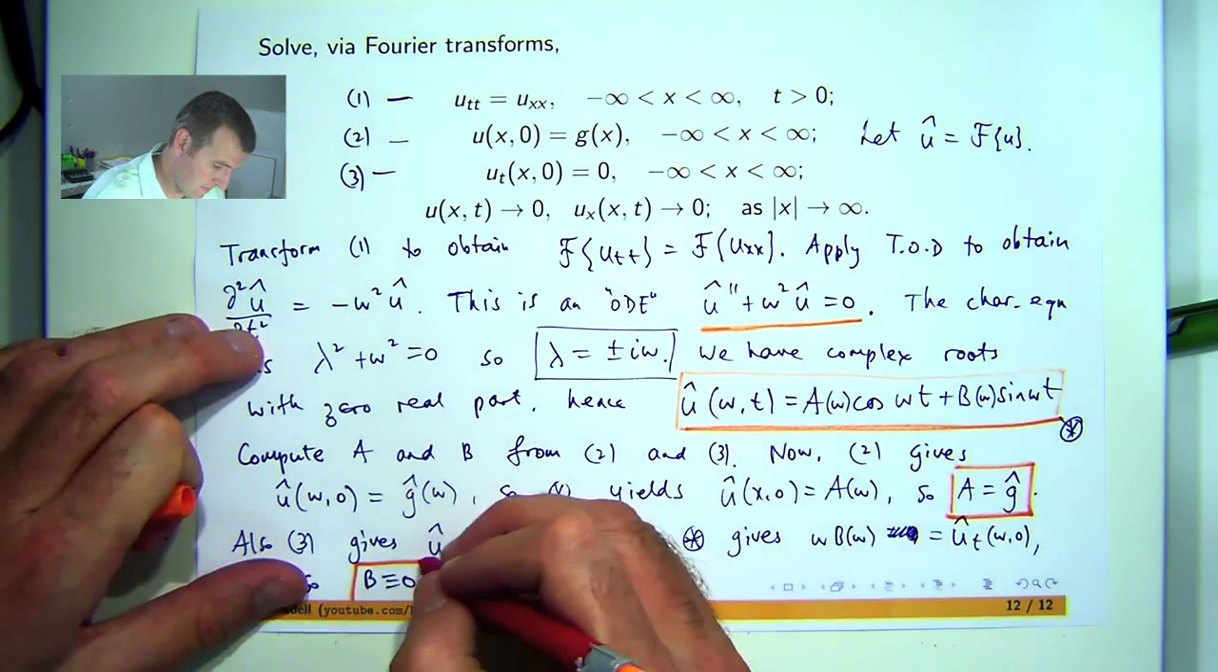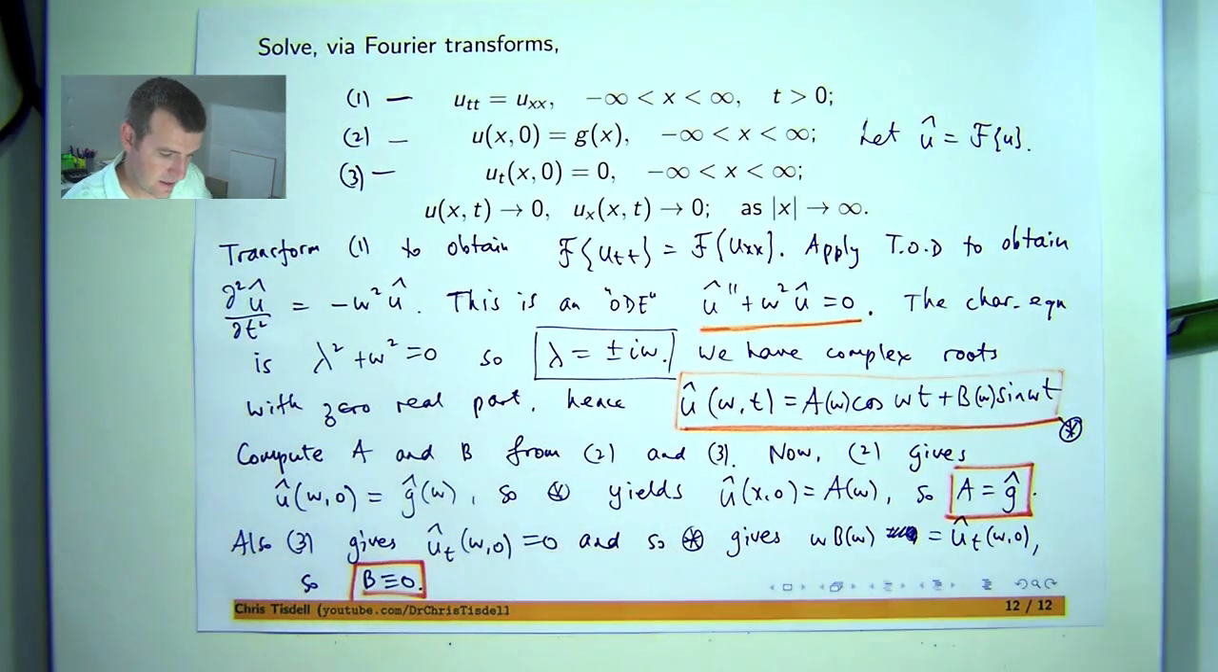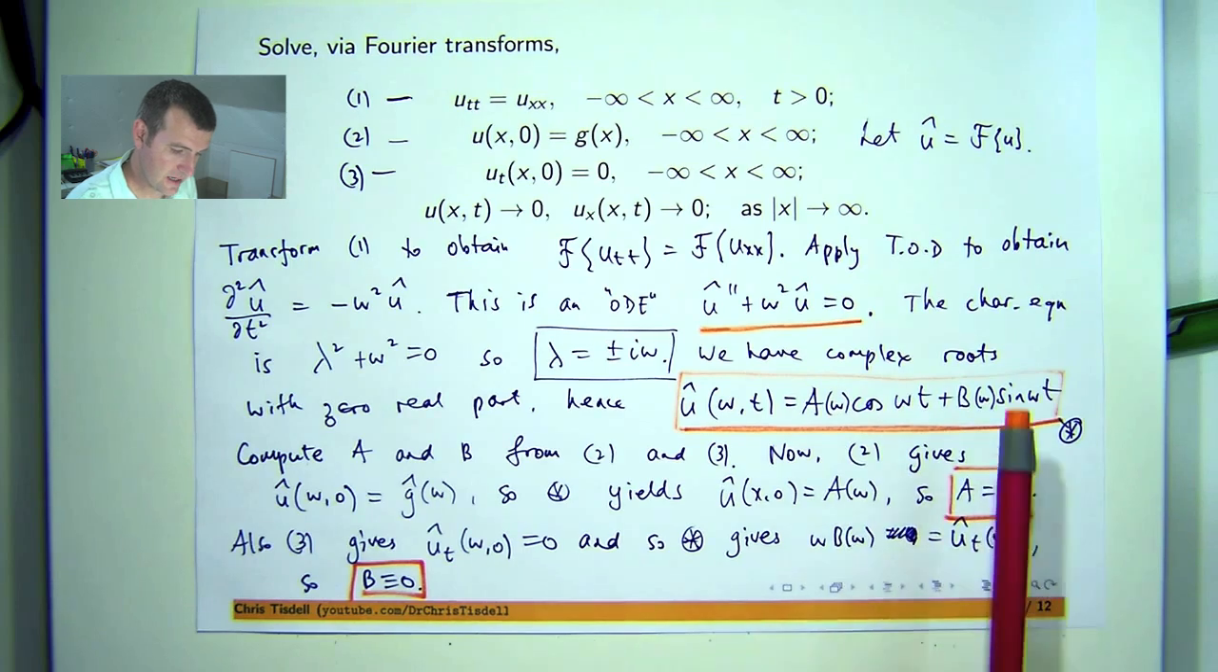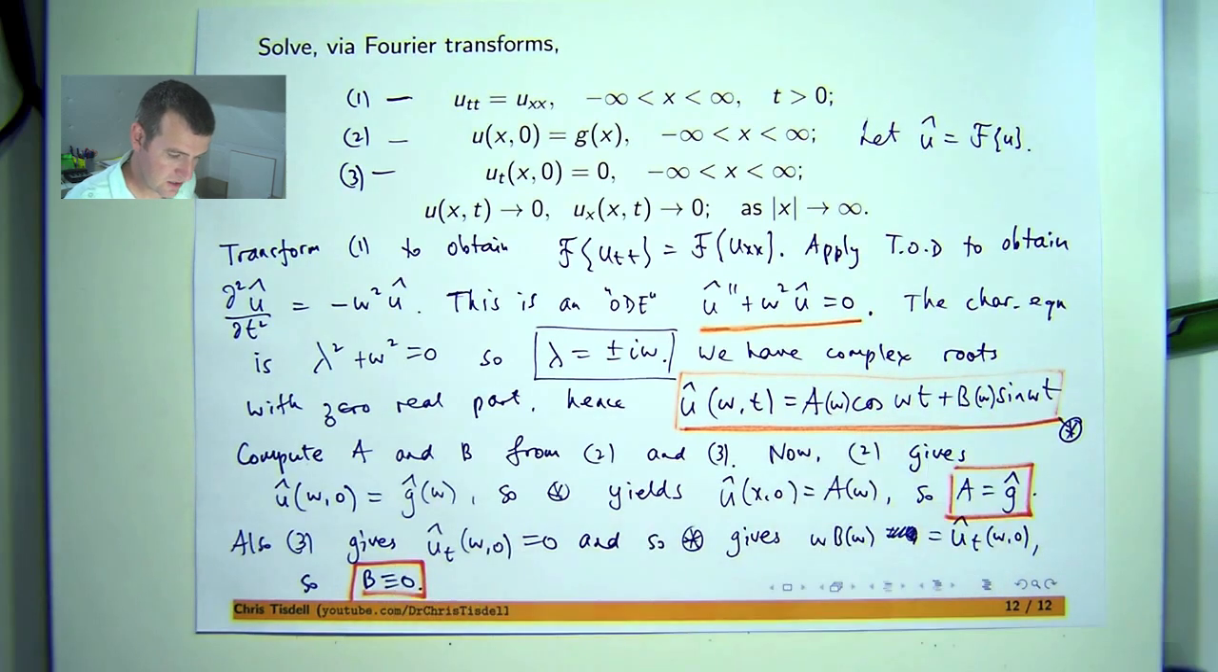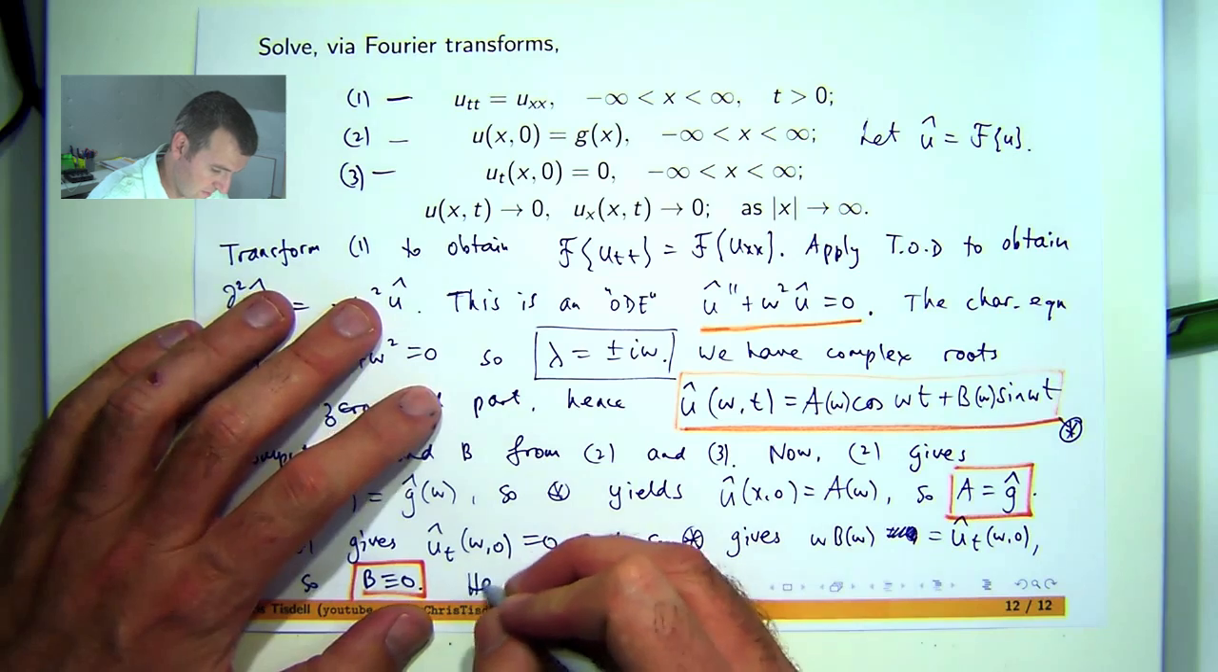Okay, so I know what that is, it's G hat. I know what that is, it's 0. So I've now refined my solution to the transform problem.